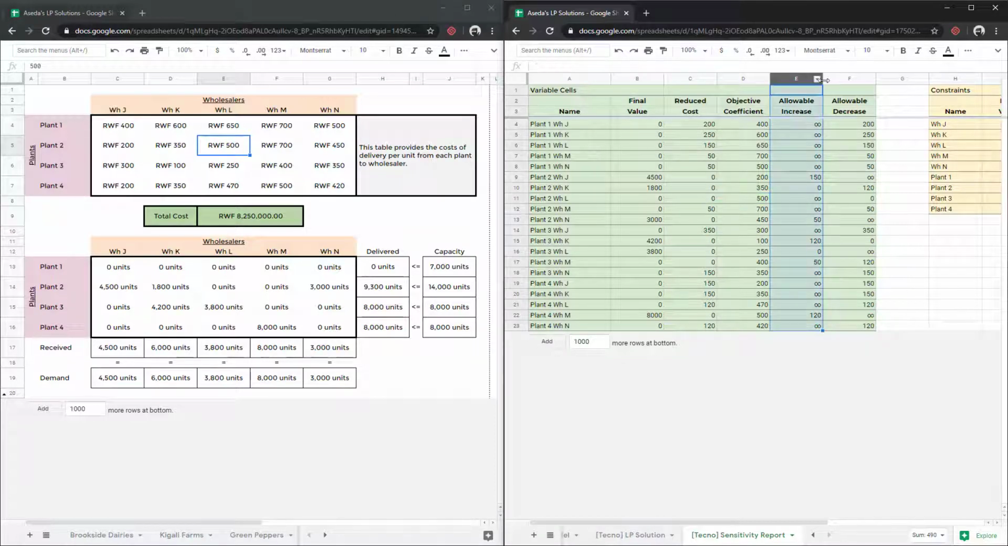Now let's come to allowable increase and allowable decrease, right? What allowable increase is saying is how much can we increase this objective coefficient and our optimal solution still remains the same, right? Allowable decrease is how much can we decrease this and our optimal solution still remains the same. Right, I'll come to reduced cost when we're looking at the other questions. Right, the explanations are in the video I talked about, which is on ALUX. So let's quickly start answering these questions.